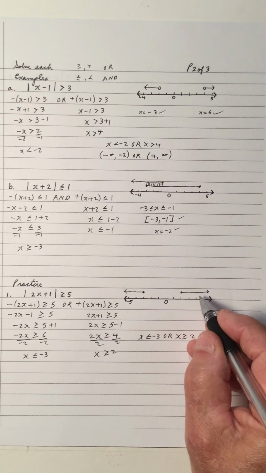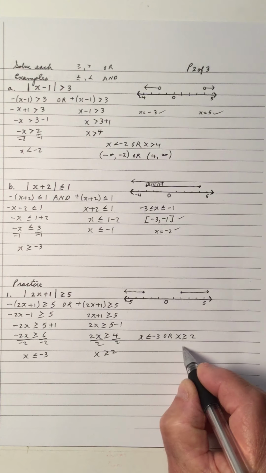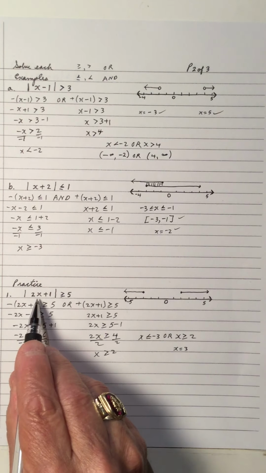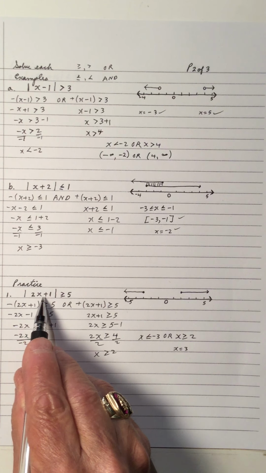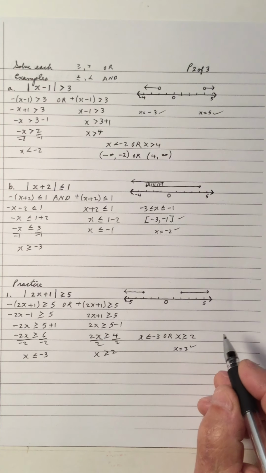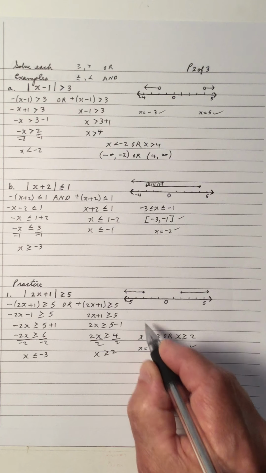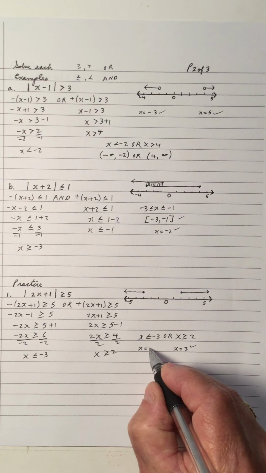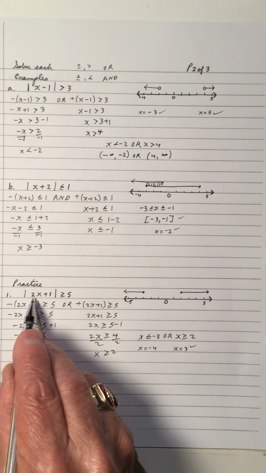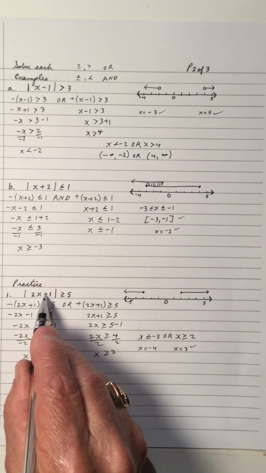And again, in between, let's pick a number, 3. Just check x equals 3. Put 3 in the inequality. 2 times 3 is 6, plus 1 is 7. Absolute value of 7 is 7. 7 is greater than 5. And we check with a negative 4. That's a negative 3 there, so let's check with a negative 4. 2 times negative 4 is negative 8. Negative 8 plus 1 is negative 7. Absolute value of negative 7 is 7.